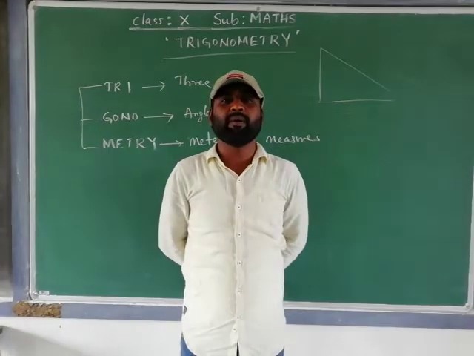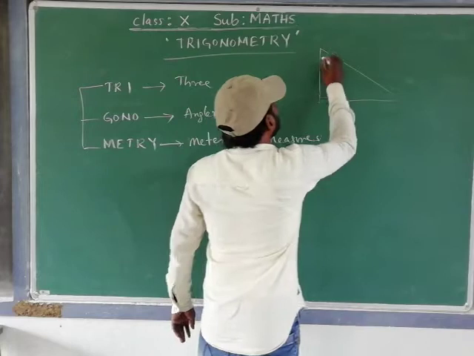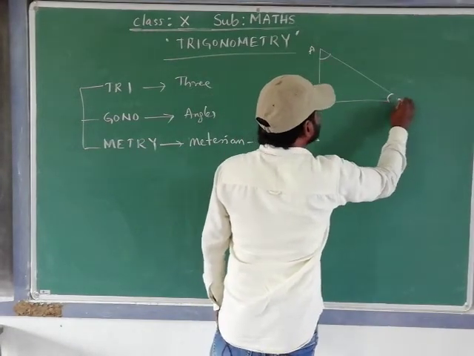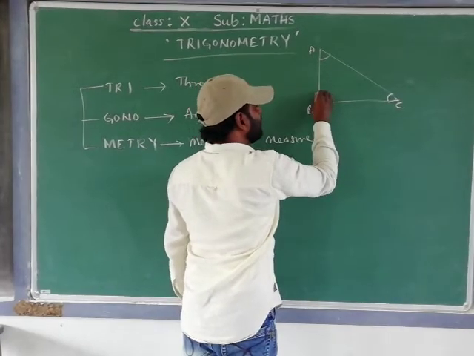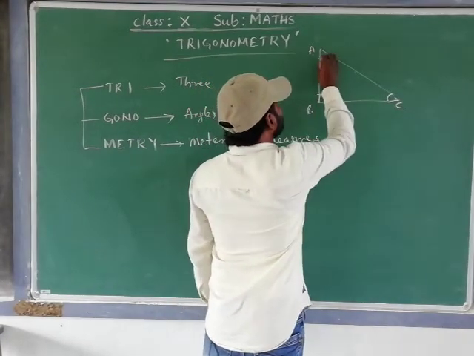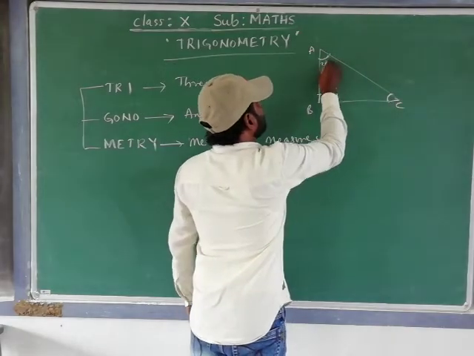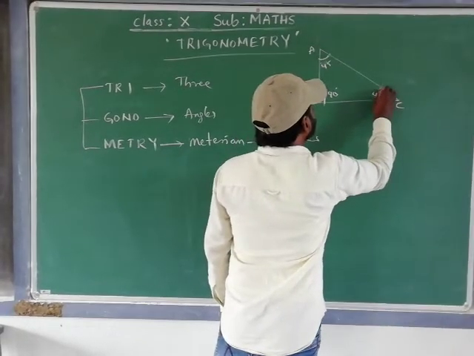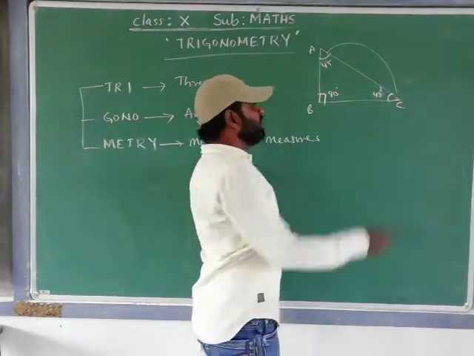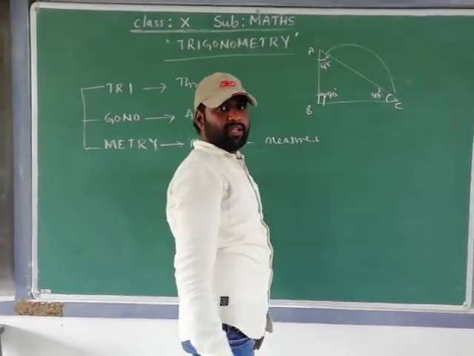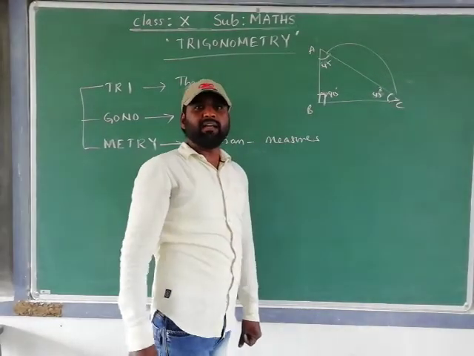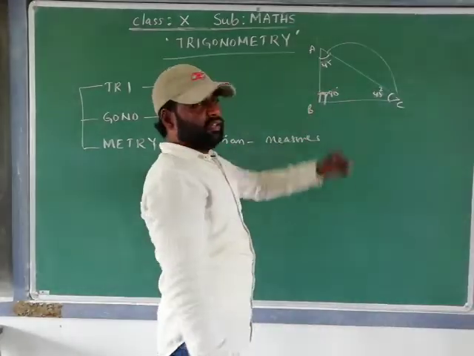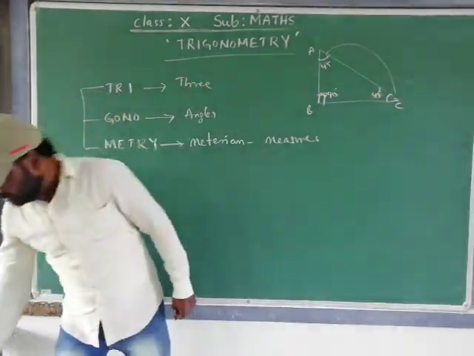This you must remember. In a right angle triangle, suppose ABC is a right angle triangle. Here this is 90 degrees. The remaining 2 angles: either this is 30 and this is 60, or this is 45 and this is 45. However, the sum of these 2 angles will be 90. One of the angles will be 90. Right angle triangle means one of the 3 angles will be 90 degrees. Understand? So now let us go for the trigonometric ratios.